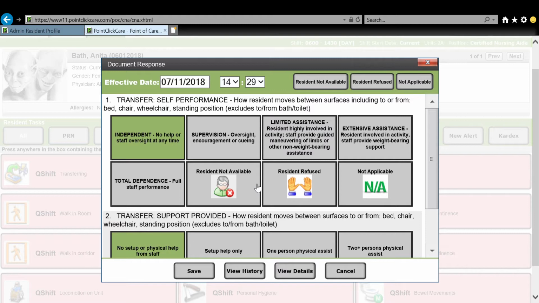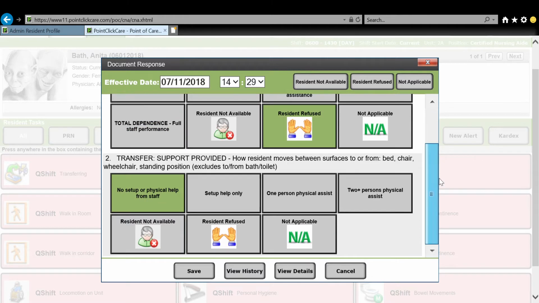Okay, if you have a resident who refuses to transfer, if they don't want to get out of bed that day, you can document resident refused. That is appropriate, but you also need to notify the nurse on the hall so that they can document that the resident wasn't going to get up with you.